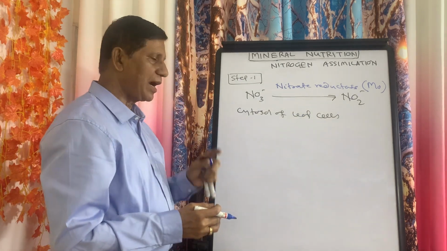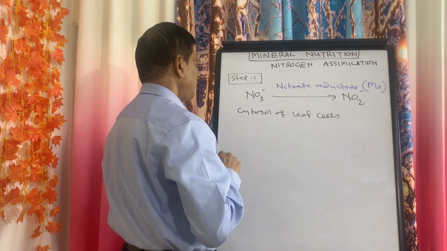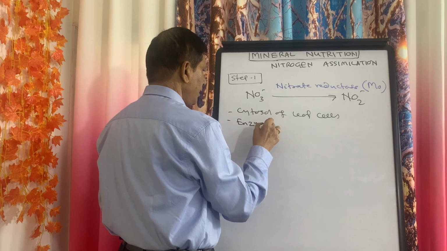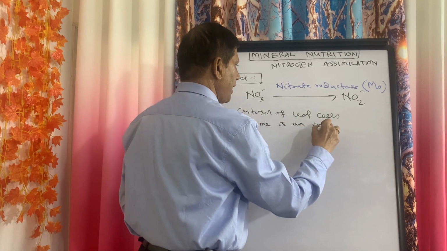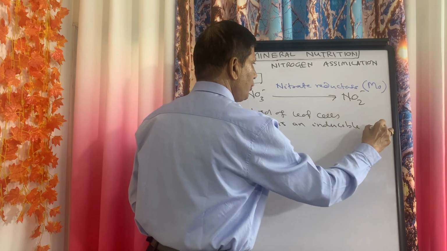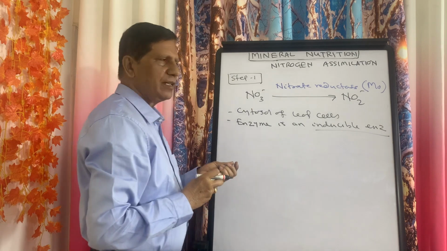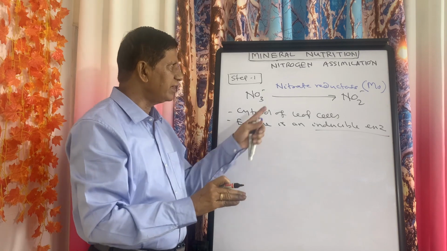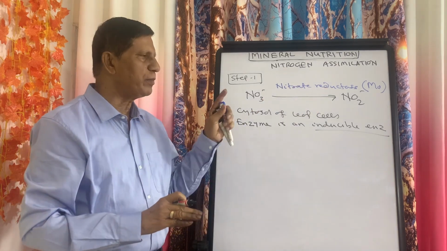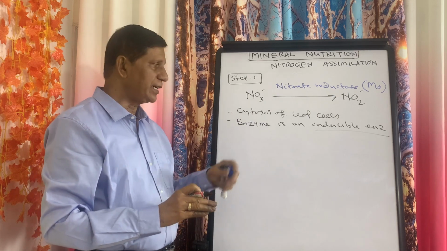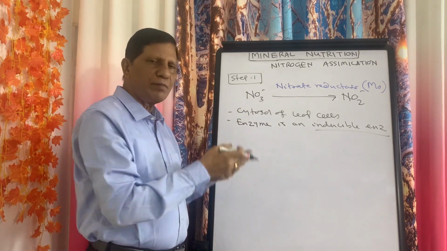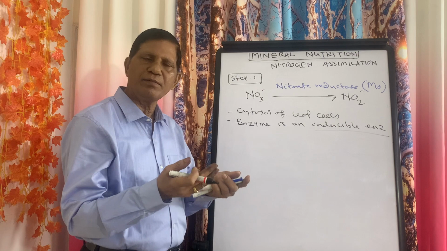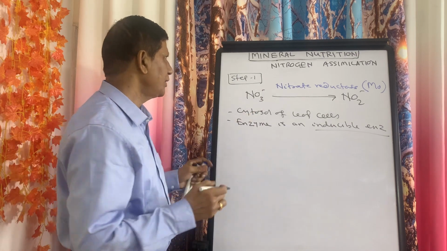of the leaf cells. Another very important thing is that this enzyme is an inducible enzyme. Now what is the meaning? That means only when nitrate is available in the cell will nitrate reductase be formed, otherwise not. It is inducible. When it is found that nitrate is available in the soil, the enzyme will be formed and immediately nitrate will be converted to nitrite. Otherwise, in the rest of the time, it is not there. That is very important. So this is step 1.